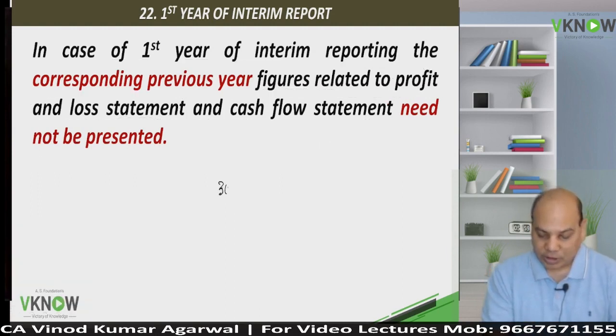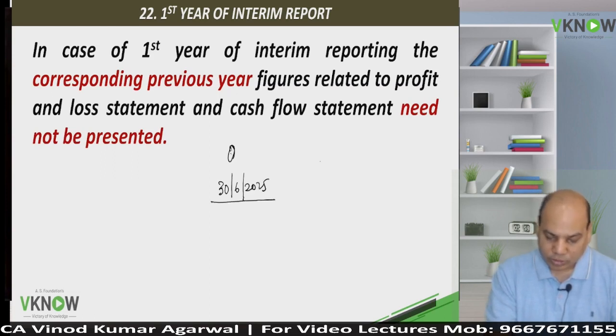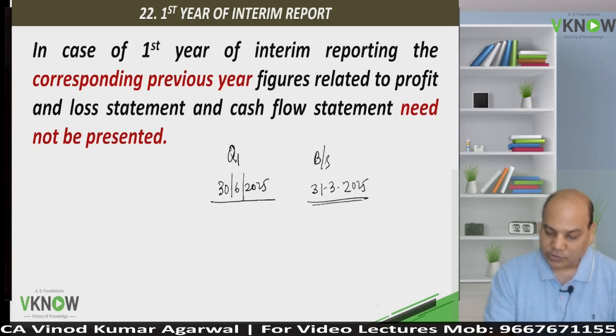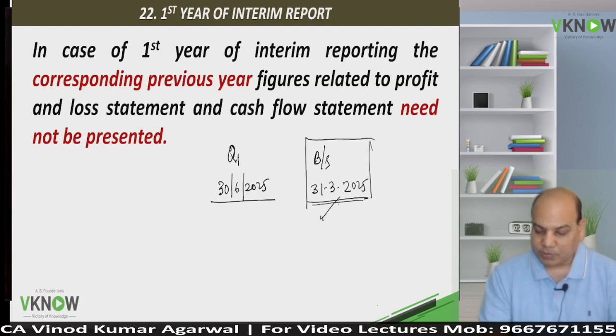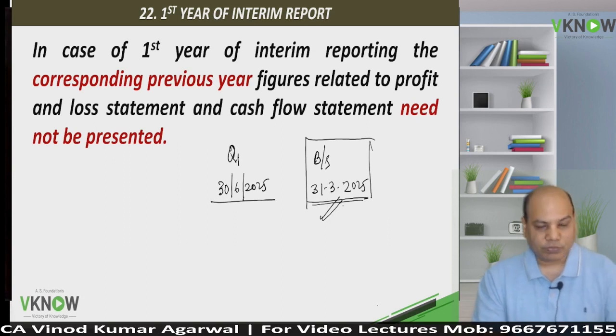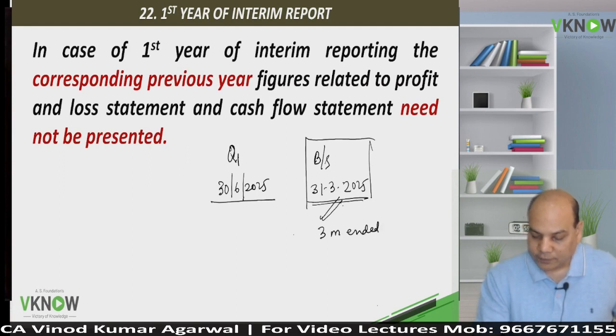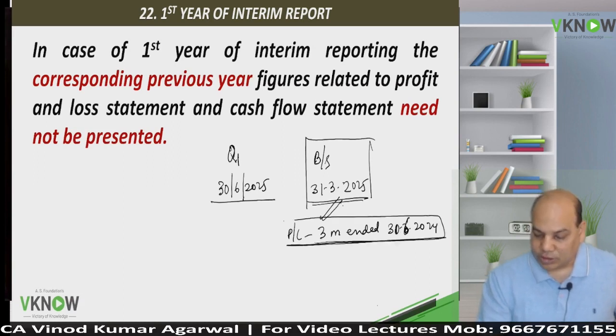So if my interim period is the quarter ended 30th June, first quarter, I can give a balance sheet of 31st March 2025 because this balance sheet is already ready. It was prepared for annual reporting purpose. But you need not give the P&L account for 3 months ended 30th June 2024, because you had not prepared this P&L account in the last year.